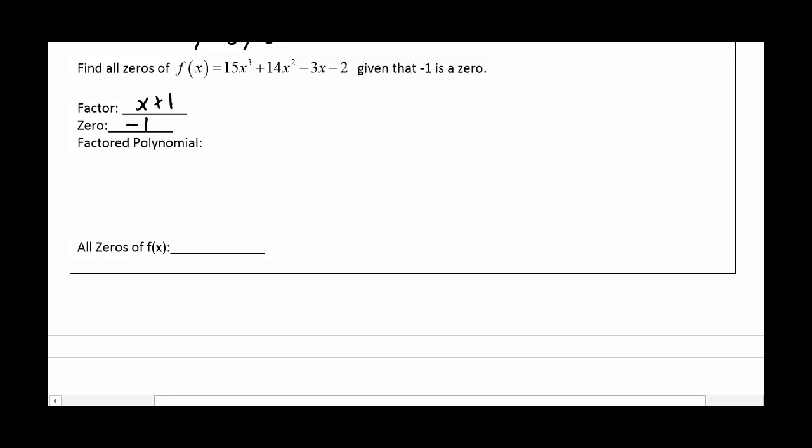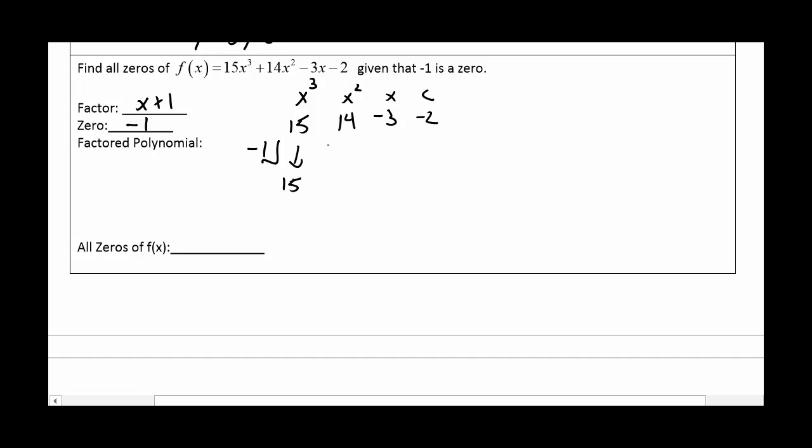And so I want to confirm, or at least see what happens when I divide it by that x plus 1 factor. So I'm going to collect up all of my coefficients. So x cubed, x squared, x, and constant. Let's see, write down the coefficients of each of those variables. So 15, 14, -3, and -2. And I'm not going to change the sign for the 0 because that's what I'm trying to find, f of -1, and see if I get a 0 out of that.